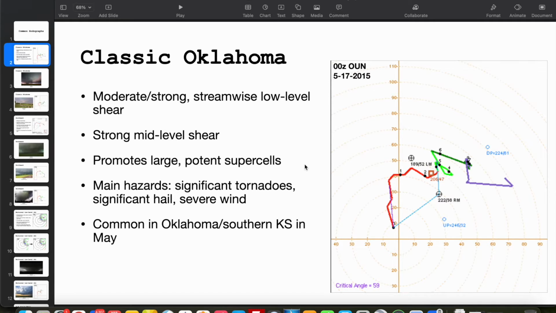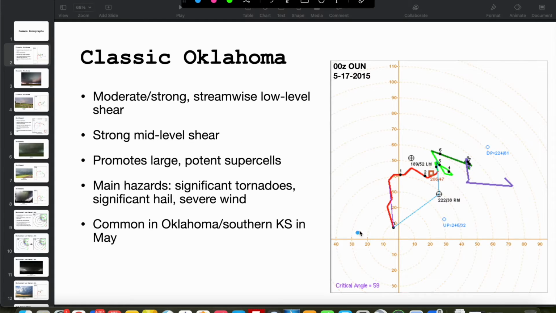So again, this first one I'd like to call the classic Oklahoma hodograph. This is one you'll find most commonly in the southern plains, particularly Oklahoma and southern Kansas in May. This is your classic heart of tornado season hodograph for a big tornado event. And with these hodographs, we often see moderate to strong, mostly streamwise, low-level shear, as well as strong mid-level shear. So what this does is it promotes large supercells that tend to maintain themselves for quite a while.